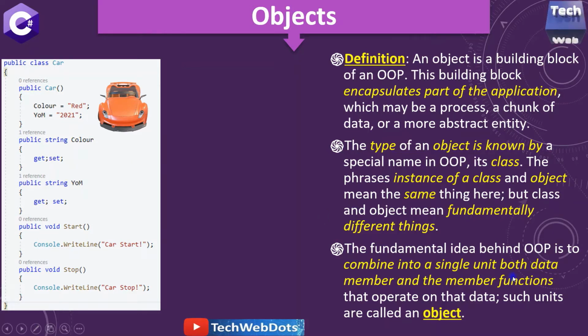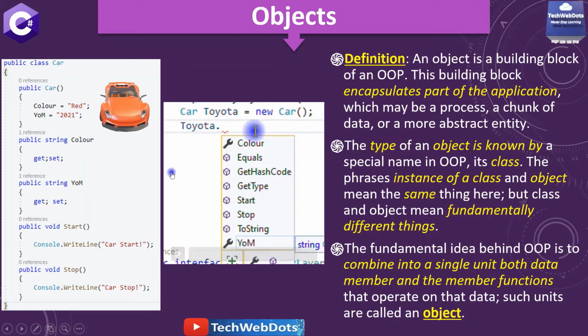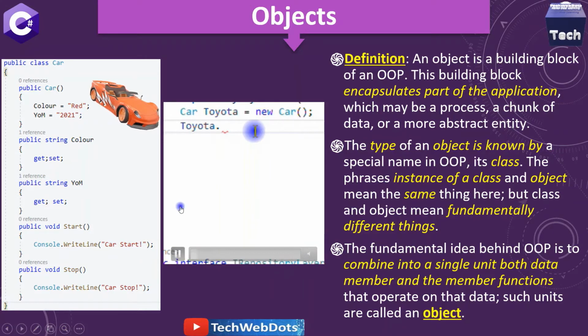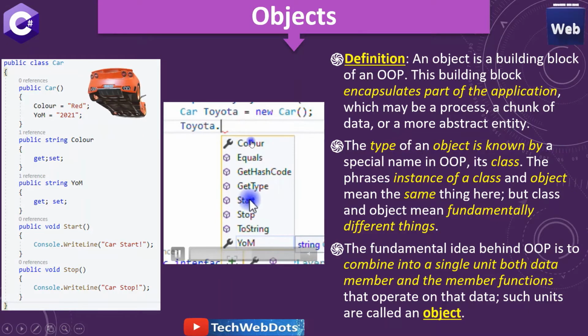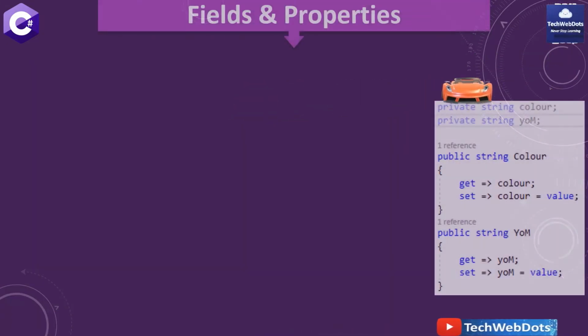The fundamental idea behind object-oriented programming is to combine into a single unit both data members and member functions that operate on that data. Such units are called objects. So now you know better what an object actually is. I also prepared a visual presentation for you. When I click on Toyota, we see the year of manufacturing here, color properties here, and the start and stop functions here. So let's move ahead further.